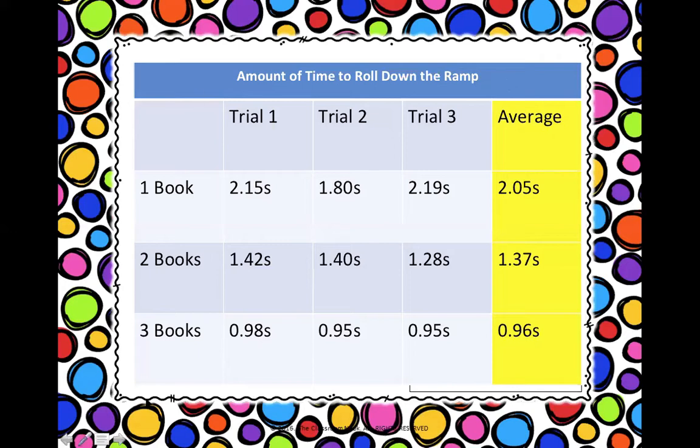So let's talk about what happened here. Why did it go faster when there were 3 books versus 1 book? You've probably experienced something like that yourself. The higher something is, maybe the faster you're going to go. Maybe you're on a roller coaster. The higher up it goes, the faster you're going to roll down.